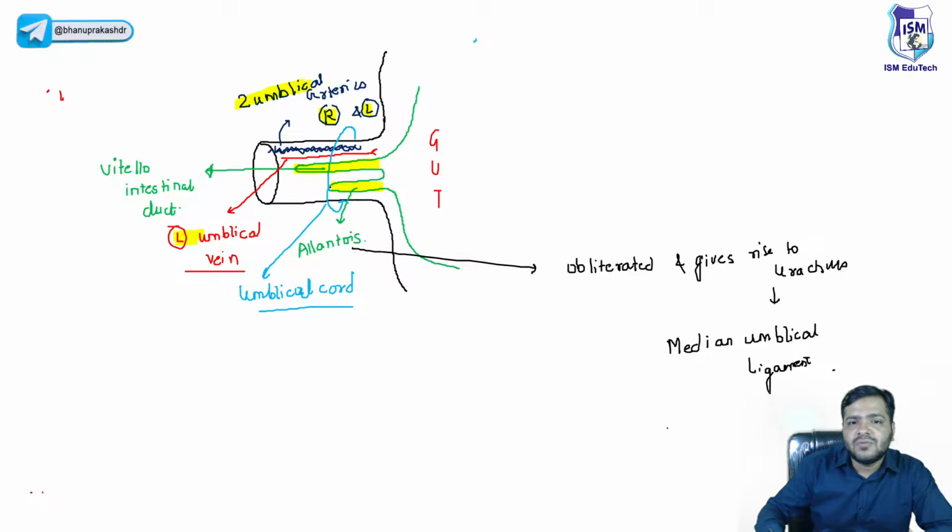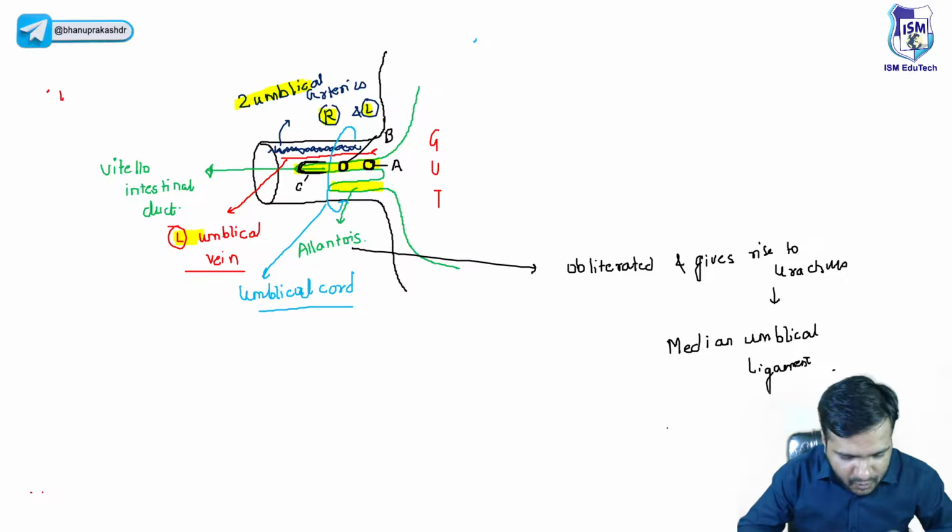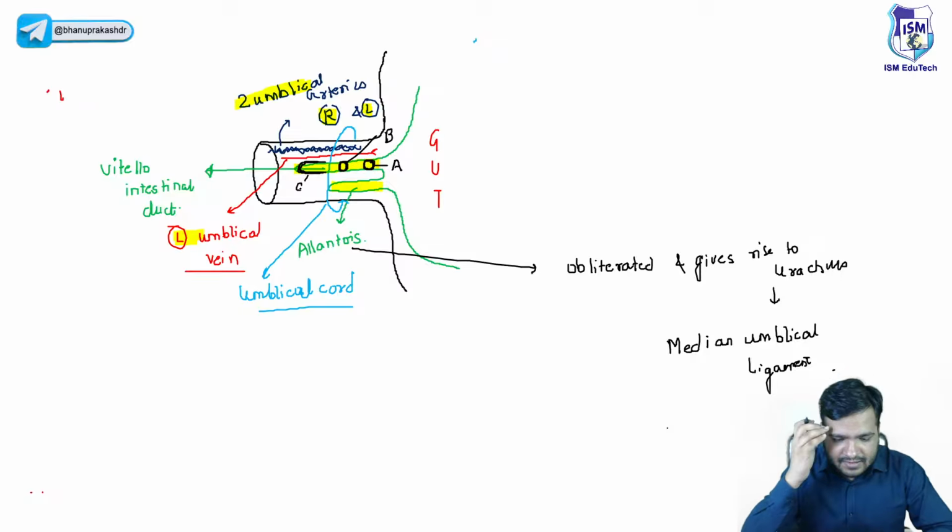So without wasting much more time, beta, let me encircle one portion of the vitello-intestinal duct, and the entire portion over here. So I have taken three areas of the vitello-intestinal duct: point A, point B, and the last one, point C.